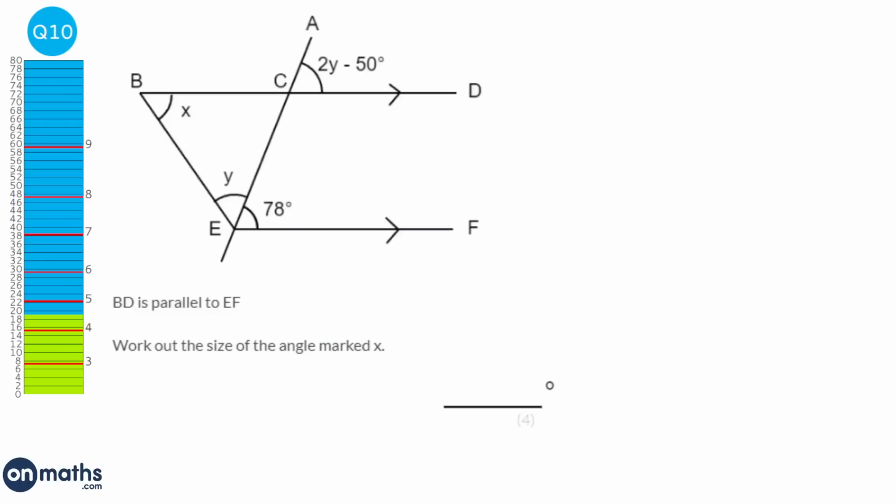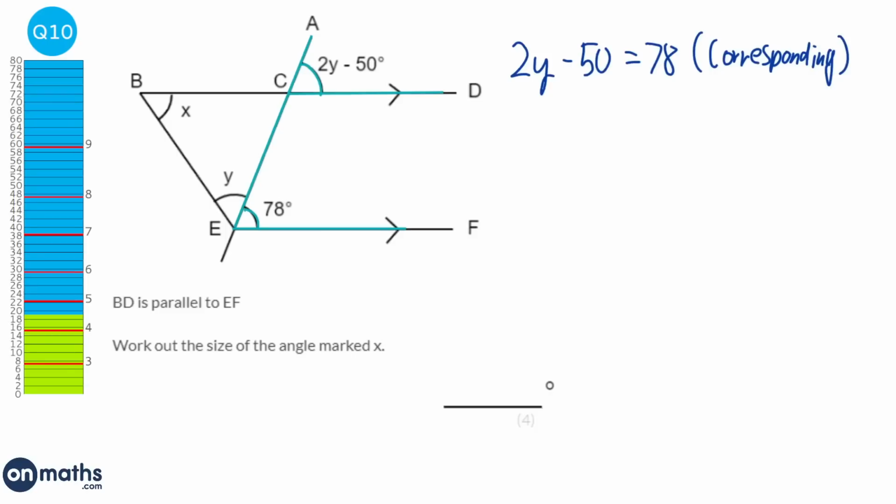To find out what the value of x is, we first of all have to find out what the value of y is. And we can notice that we've got two sets of parallel lines here, and a line going through them. And we've got these F angles, which we have to call corresponding angles. So we know that 2y minus 50 is equal to 78. And we must write down the reason, so corresponding angles.